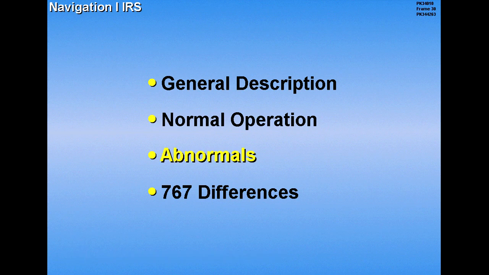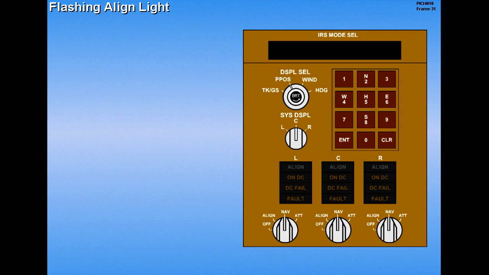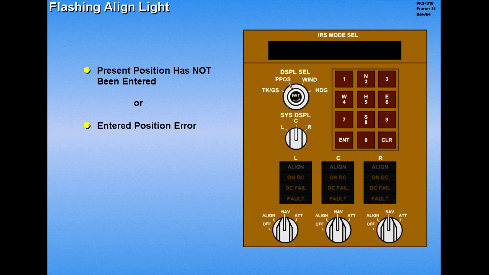Let's now look at some IRS abnormals. A flashing align light indicates one of the following conditions. The IRS has been in the align mode for 10 minutes and present position has not been entered. The system detected an error in the entered position, or the system sensed airplane movement while the align light was illuminated.